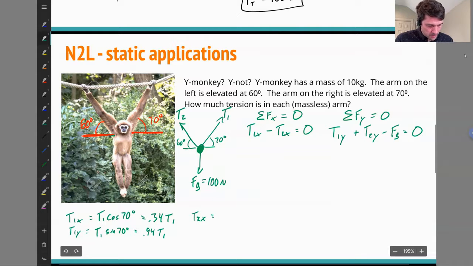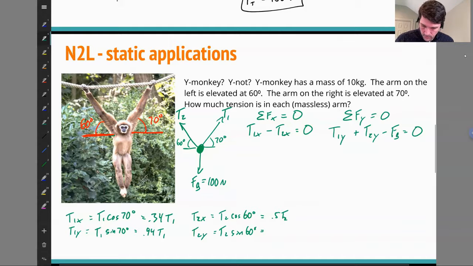T2x is going to be whatever T2 is times the cosine of 60 degrees, which is 0.5. So that's going to be 0.5 times tension 2. And T2y is going to be T2 times the sine of 60 degrees, which is 0.87 T2. All right, so now I actually have more detailed expressions that I can plug in.